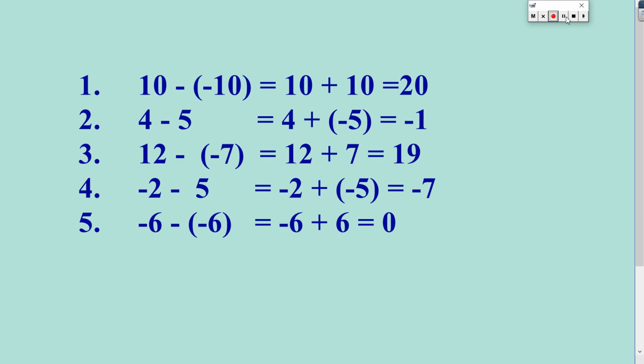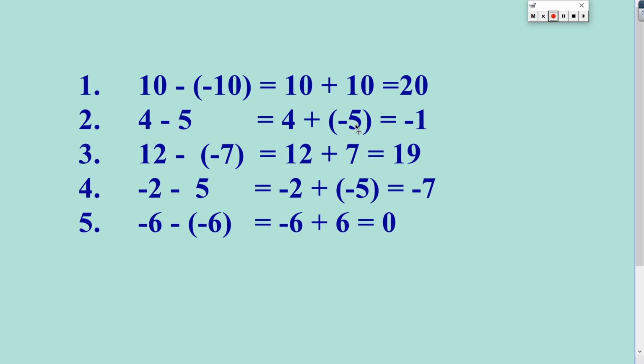Let us check your answer. 10 minus negative 10. That you can write as 10 plus additive inverse of negative 10, which is 10. 10 plus 10, 20. Additive inverse means you just change the sign of the number. That's all. 4 minus 5. 4 plus the second number 5, change the sign, negative 5.